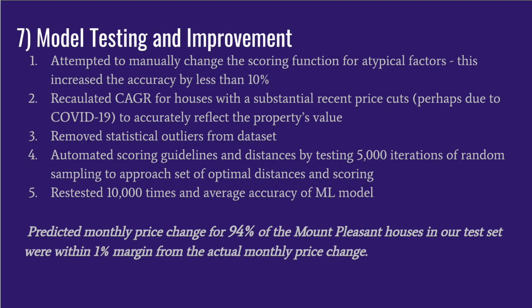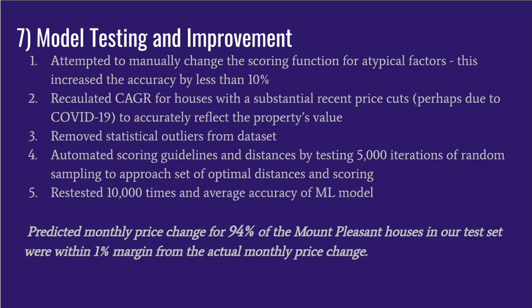And finally, model testing and improvement. Our trained machine learning model initially gave us about 55% accuracy. In order to improve the accuracy, we made a variety of different adjustments. First, we attempted to manually change the scoring function for atypical factors. This increased the accuracy by less than 10%.